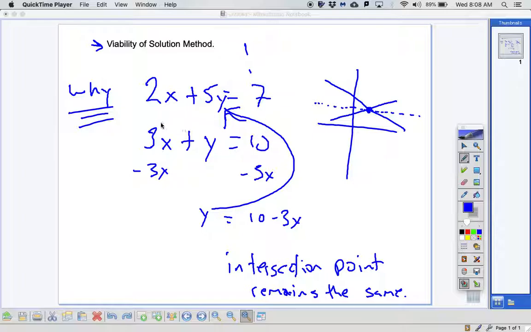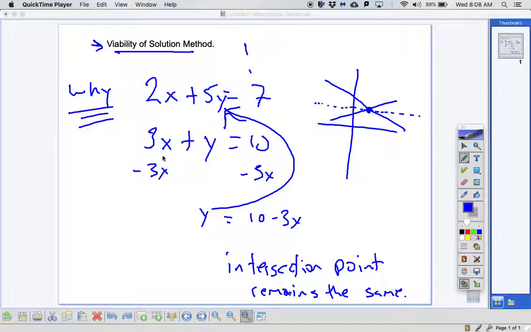So a quick recap: it's things like solving two-step equations, multi-step equations, variables on both sides. You're trying to keep balance, and as long as you keep balance on your equation by doing the same thing to both sides, the solution method is viable.